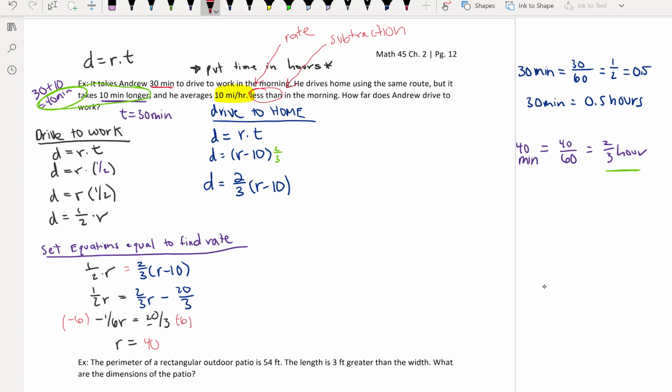Perfect. But remember, the question is asking me, how far does Andrew drive to work? So I really want to know the distance. So to find distance, plug in r equals 40.